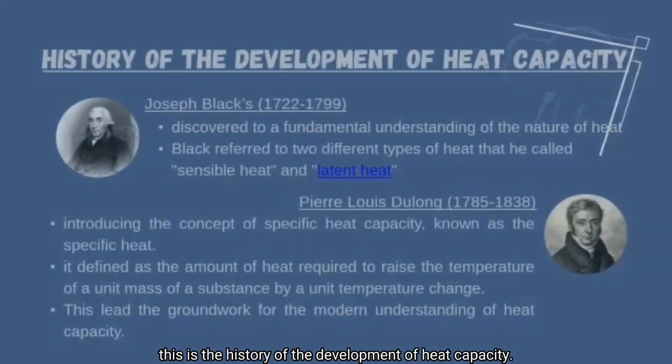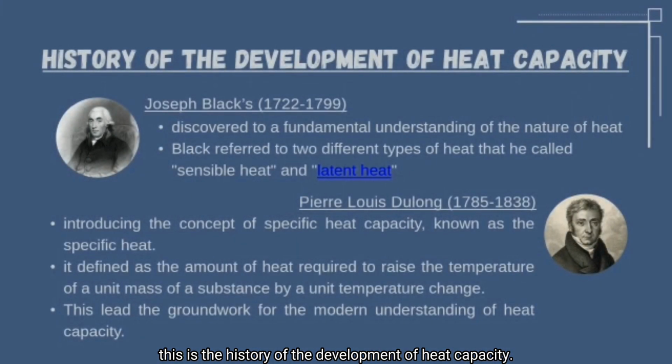First of all, this is the history of the development of heat capacity. Heat capacity was first discovered by Joseph Black, where he discovered two types of heat which are called sensible heat and latent heat. According to Pierre-Louis Dulong, he discovered the concept of specific heat capacity, where he defined specific heat capacity as heat required to raise the temperature of a unit mass of a substance by a unit temperature change.